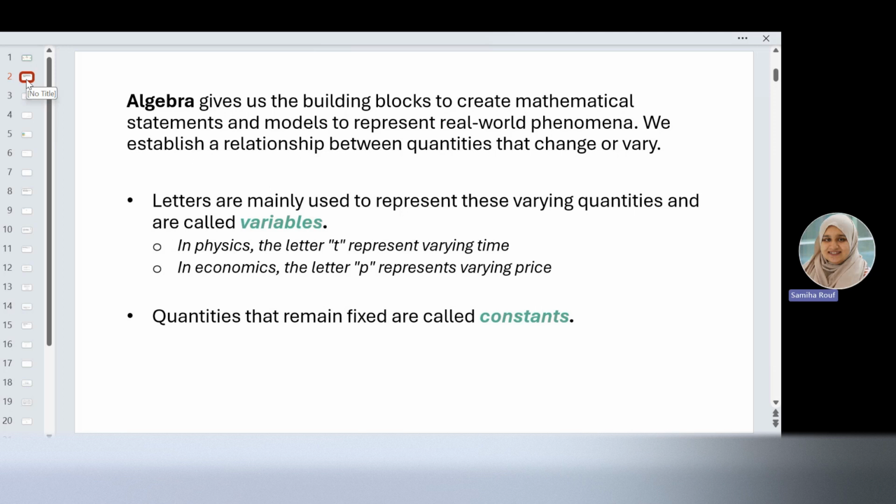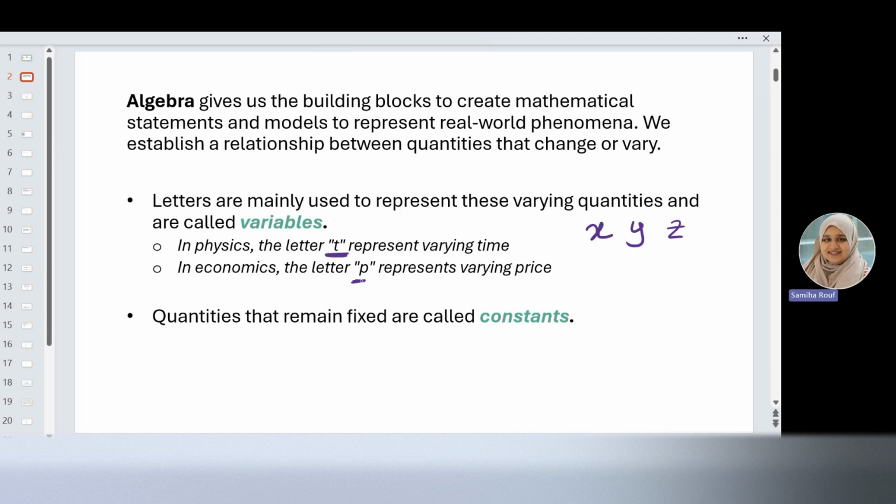We usually use lowercase letters to represent these quantities. Commonly throughout this course, you'll see x used to represent variables. y is also common, and z. But again, any letter can be used. If you're taking a physics course, you'll see t commonly used to represent time. If you're taking an econ course, p is often used to represent price.